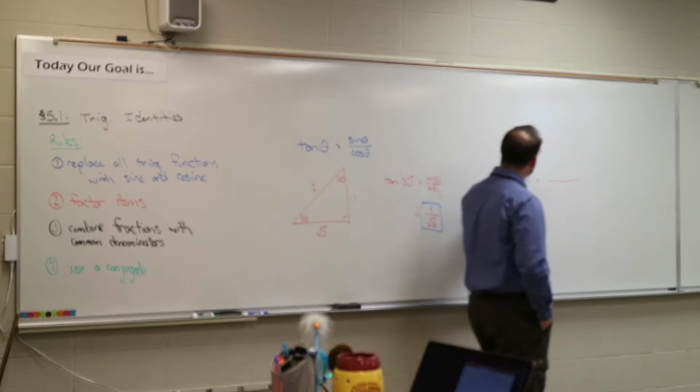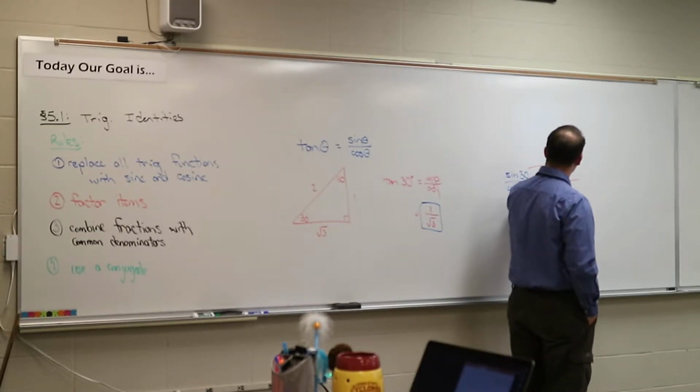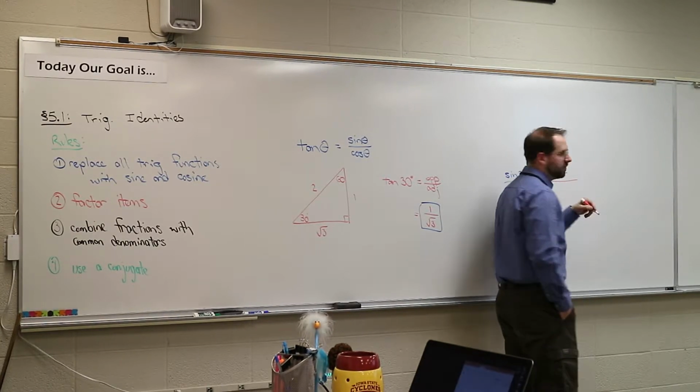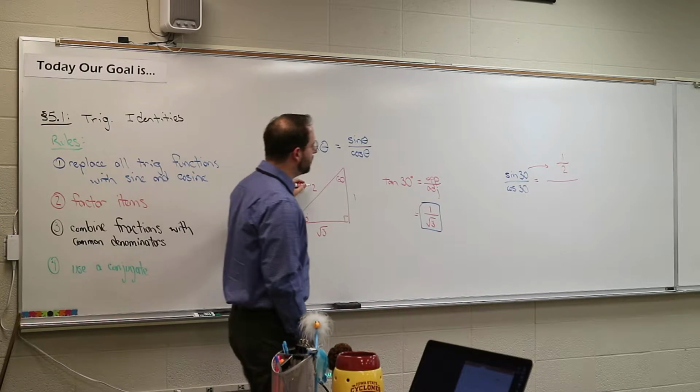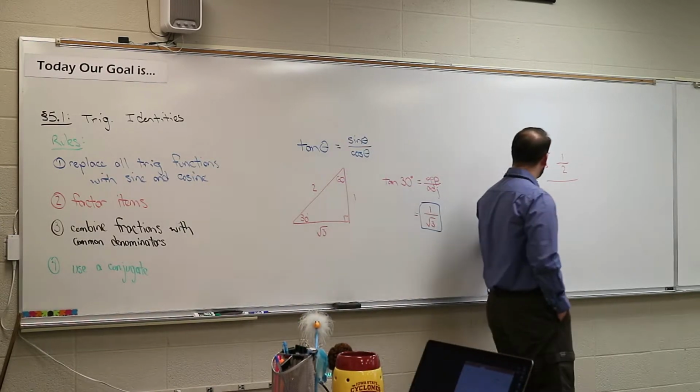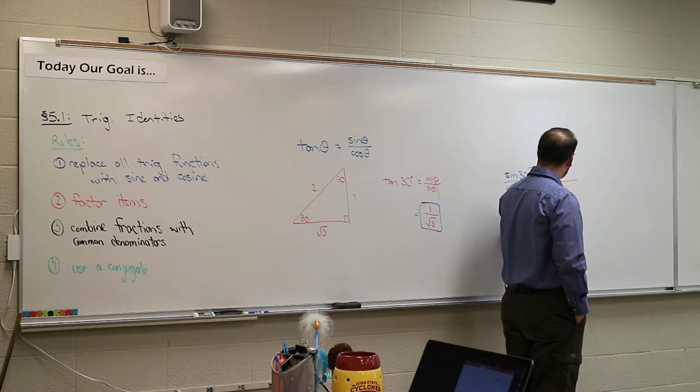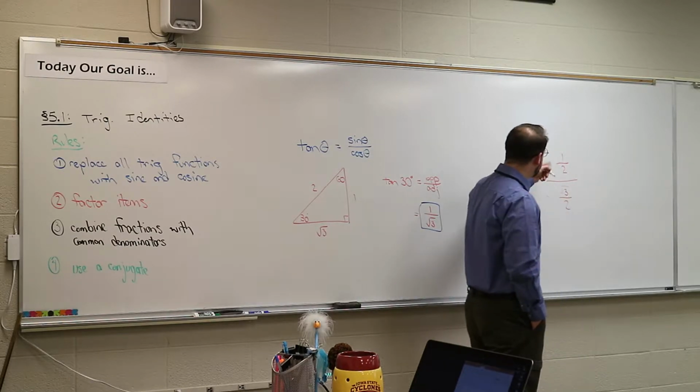Alright, so sine of 30 is opposite over hypotenuse, so I'm going to do the top fraction. It's half for the sine of 30, right? The opposite side is 1, the hypotenuse is 2. Now cosine of 30 is the adjacent over hypotenuse. And so we have two fractions.